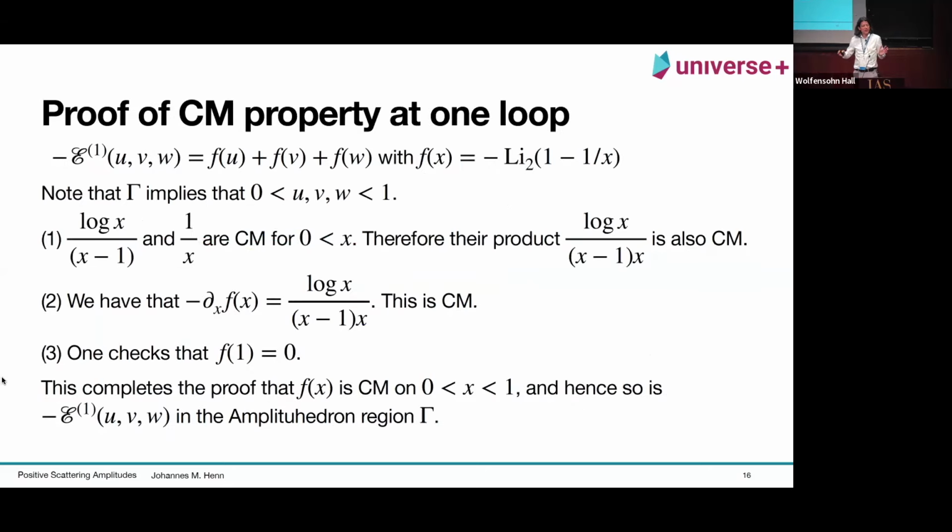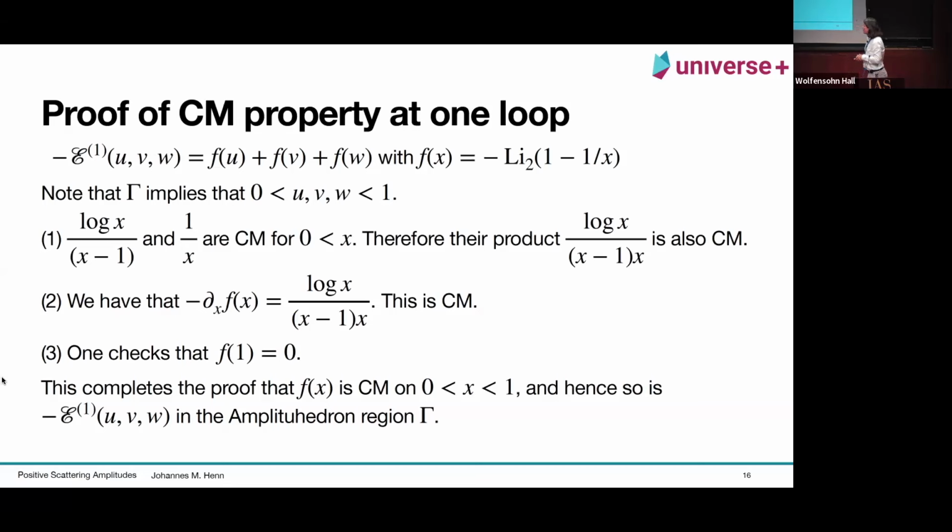We actually almost have all the ingredients we need. It turns out that this one-loop function that they introduced is a sum of three single-variable functions, which is just this Li2 here. So we'll just need that. Gamma in general has a more complicated region, but we'll just need that the variables are smaller than 1.